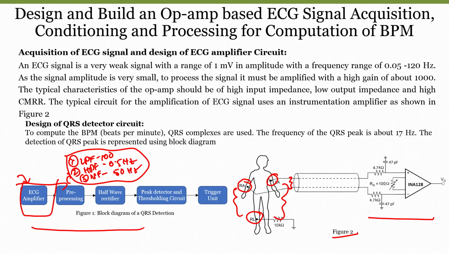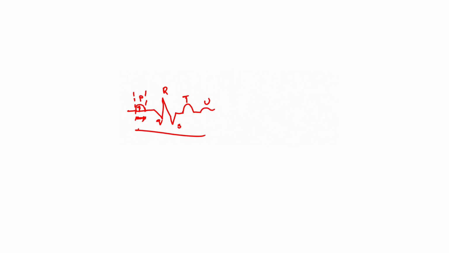Then why do we need a half wave rectifier in this case? The reason is that we need to know how many QRS peaks there are, but when we look at our PQRS wave, we can see that there is one peak here. Now there is one more peak, this is called a valley, a negative peak, right.